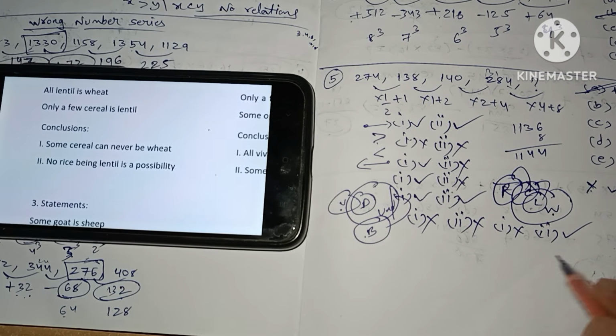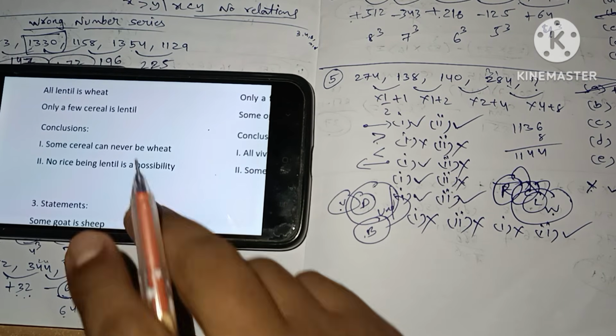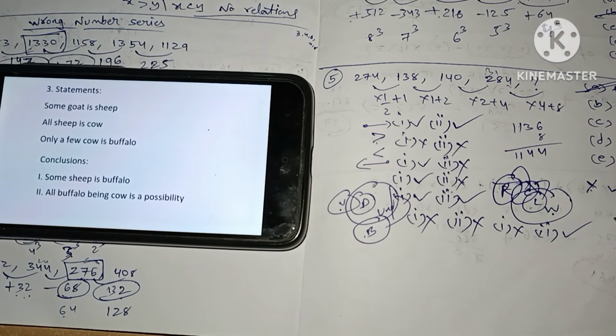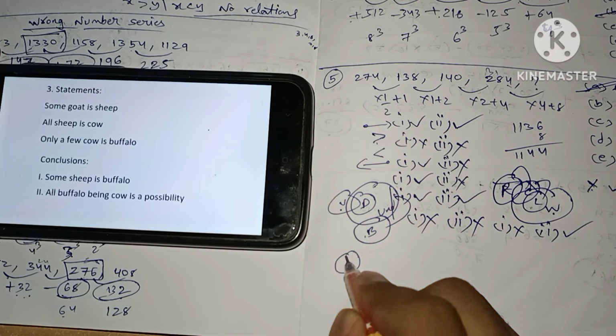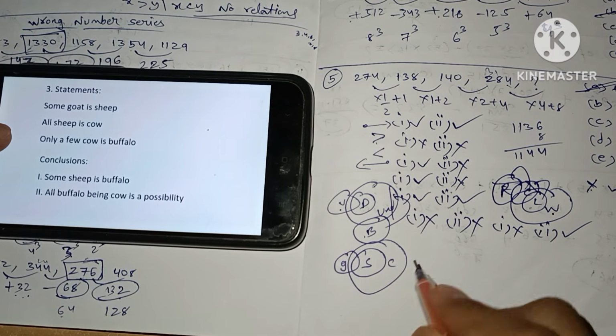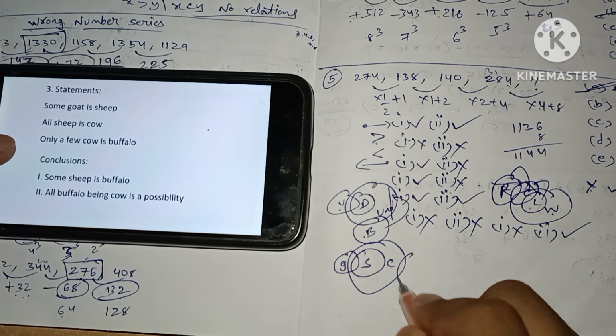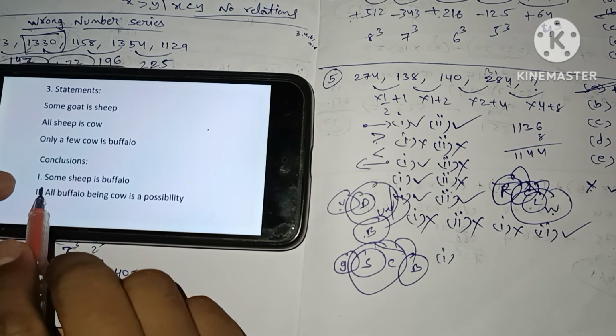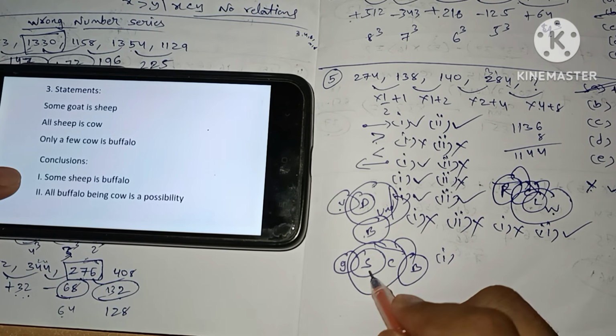So second conclusion will be true. Next, third question. Some goat is sheep. All sheep is cow. Only a few cow is buffalo. Let's see conclusions. First conclusion: some sheep is buffalo. Some part of sheep is sharing with buffalo.